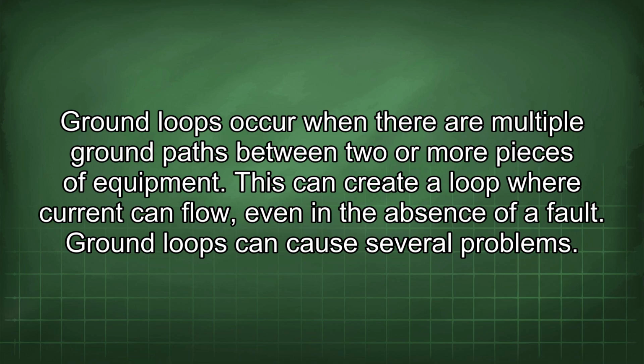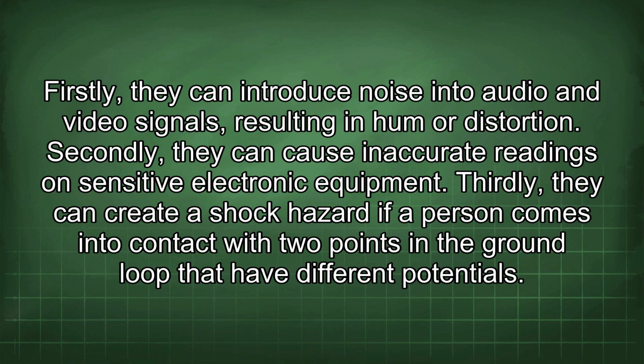Ground loops occur when there are multiple ground paths between two or more pieces of equipment. This can create a loop where current can flow even in the absence of a fault. Ground loops can cause several problems. Firstly, they can introduce noise into audio and video signals, resulting in hum or distortion. Secondly, they can cause inaccurate readings on sensitive electronic equipment. Thirdly, they can create a shock hazard if a person comes into contact with two points in the ground loop that have different potentials.